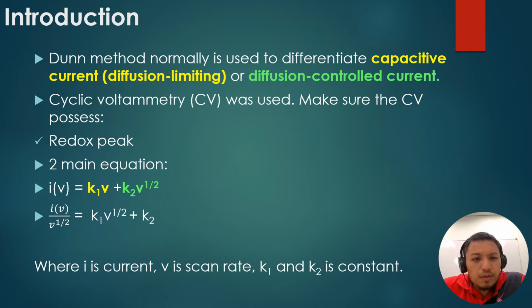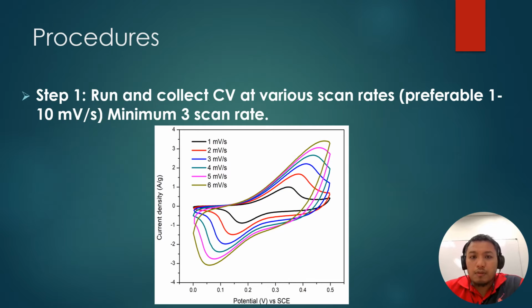Okay, back to the main equation that we're going to use throughout the process: i(V), the current response at a specific voltage, equals k1 v plus k2 v to the power of half. k is a constant, v is the scan rate, k2 is a constant, and v to the power of half is the scan rate to the power of half. Then we can develop the equation by dividing by the scan rate to the power of half, so we get a new equation: i(V) over v to the half equals k1 v to the half plus k2. These two equations can be used throughout the analysis of the Dunn method. I hope you understand.